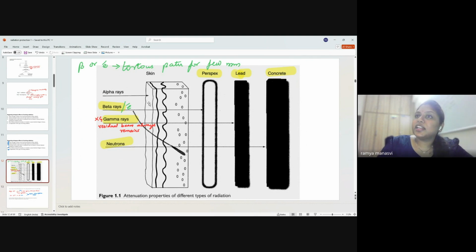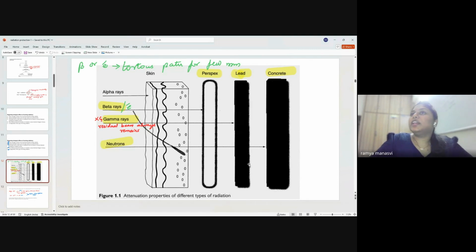Whereas beta rays and electrons will penetrate the skin, but they can be stopped by Perspex, thin paper, or a thin metal lid. Whereas X-rays and gamma rays and the residual beam will always remain. There is never zero amount of X-rays coming out, there will always be some residual beam. They will pass easily through the skin and are stopped by lead. Whereas neutrons can even pass through Perspex and lead and are stopped only by concrete.